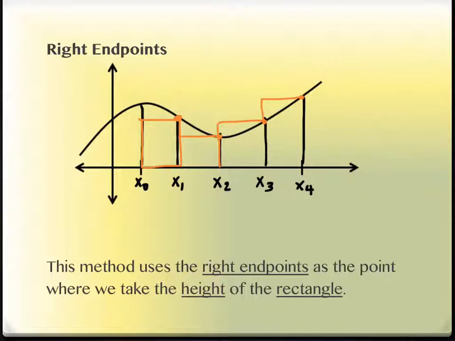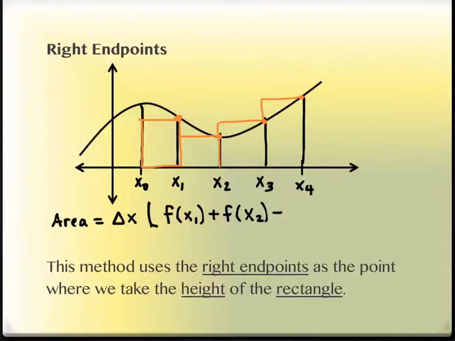Notationally, it means that I'm going to use all the x sub i values except for x sub 0, right? So when I'm writing down my area down here, we know we have the delta x. It's the width of every rectangle. We need to know what the 4 heights are. What's the height of the first rectangle? f of x sub 1. Height of the second rectangle? f of x sub 2. Third one? And the fourth one is f of x sub 4.